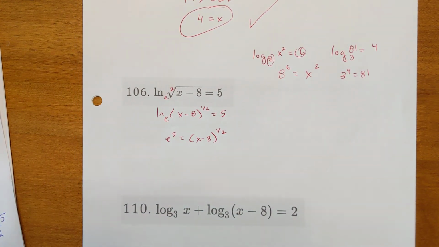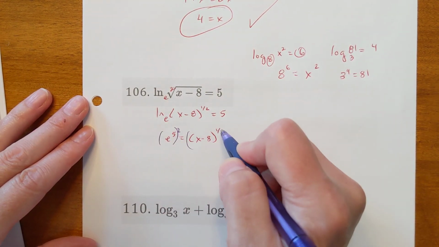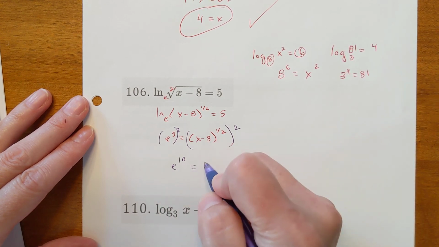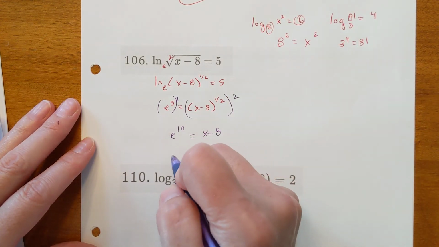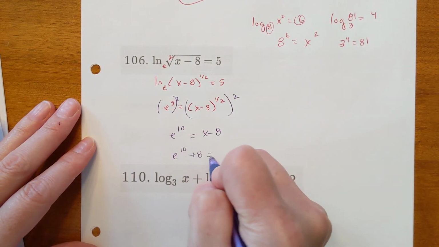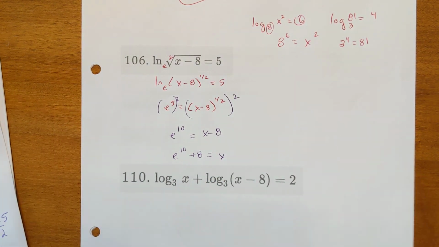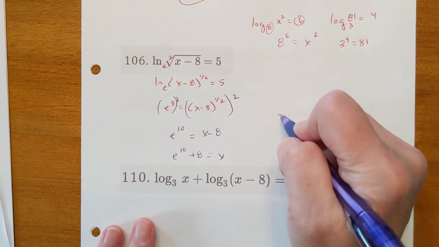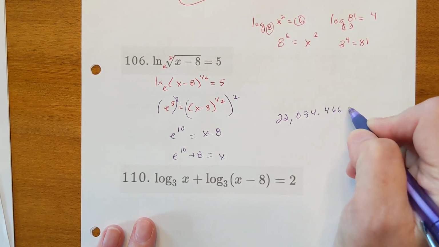So next up, we need to square both sides to get rid of this. So square the 5 and square this. So it makes that e to the 10 equals x minus 8. And then move the minus 8 to the other side, so it makes it plus 8. So that's the exact answer. And if you put that in your calculator, you would get a big number: 22,034.466.